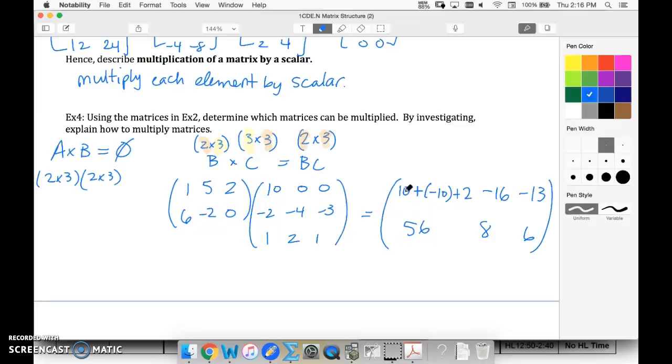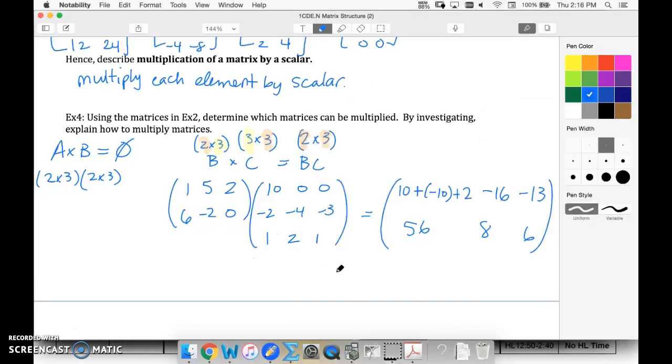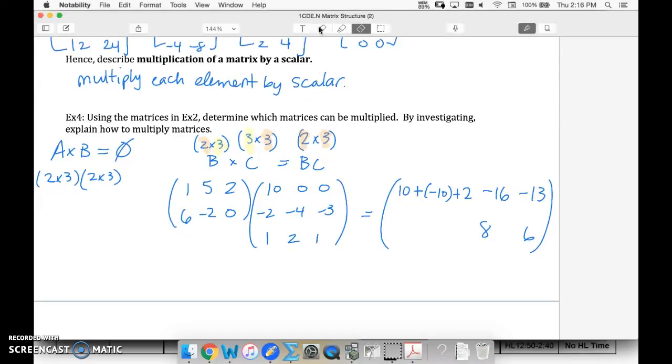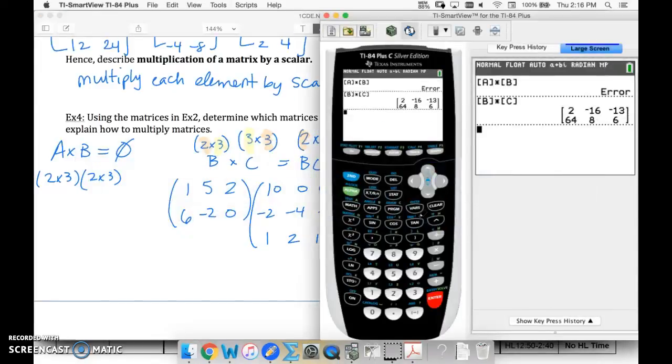So let's test this out. This should end up simplifying to 2. So I'm going to have matrix B multiplied by matrix C. And I get, ooh, 64. What happened there? 60 plus 4. Negative error. Okay, good to check our answers. 8 and 6. So that's how we multiply matrices.